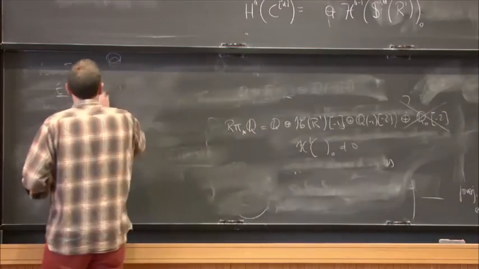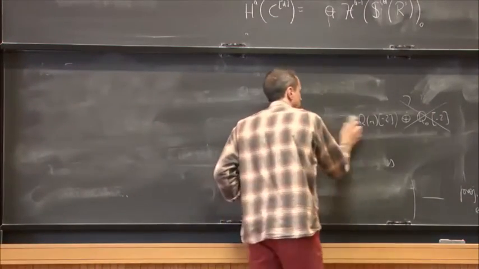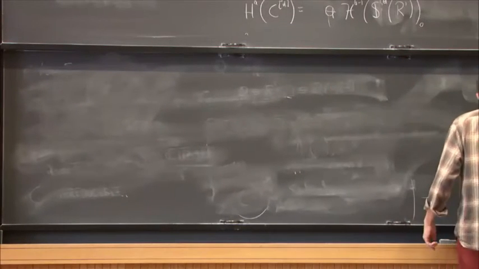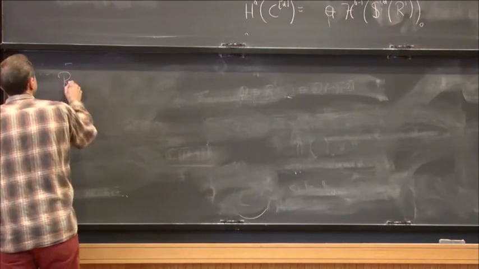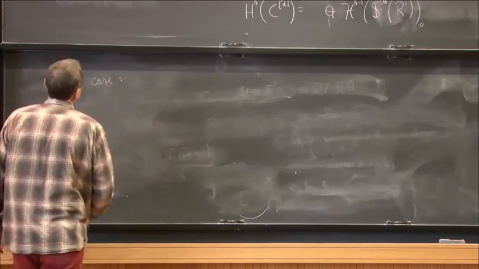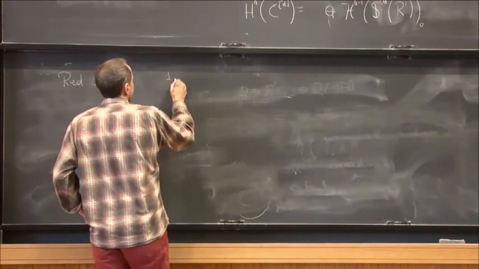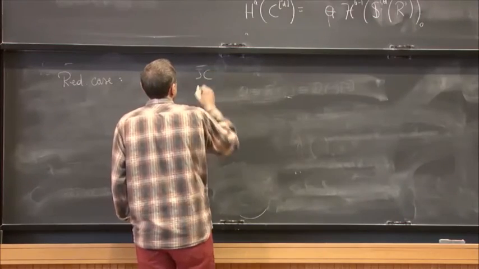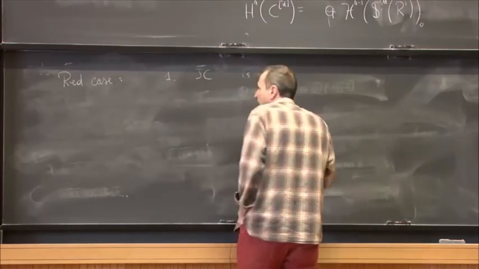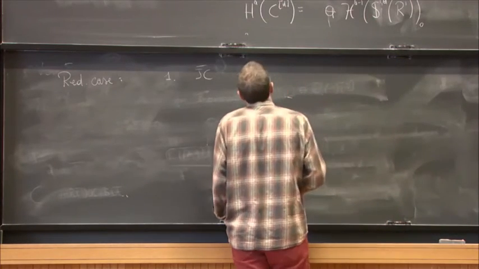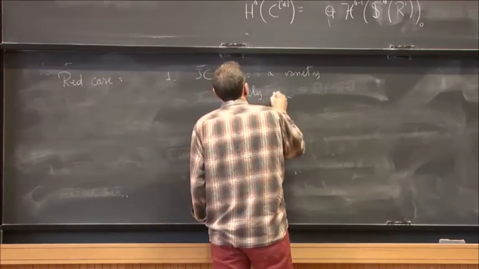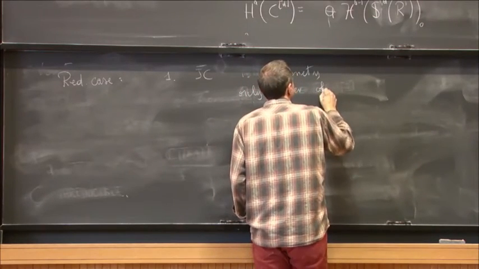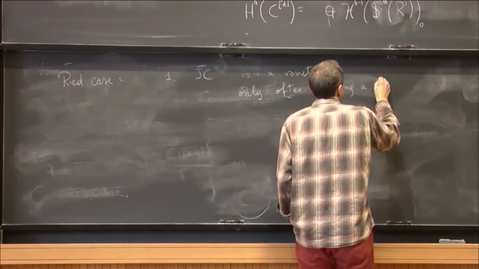Okay, so what about the reducible case? I will just say a few words about the reducible case. So in the reducible case, there are many problems. So first of all, the compactified Jacobian is a bona fide variety only after choosing a stability condition.